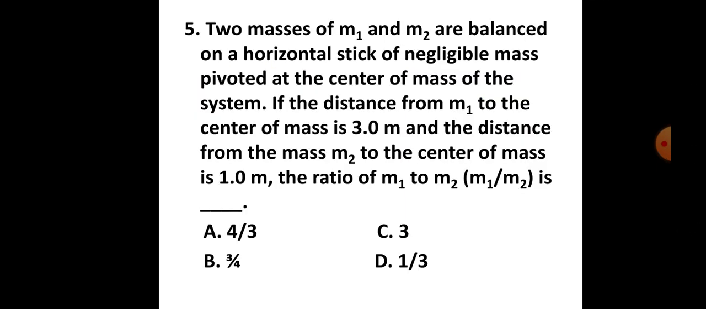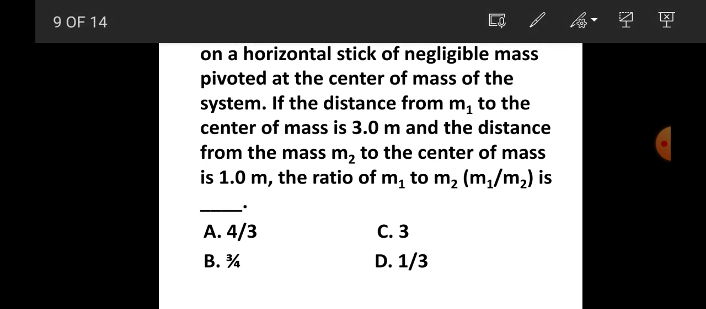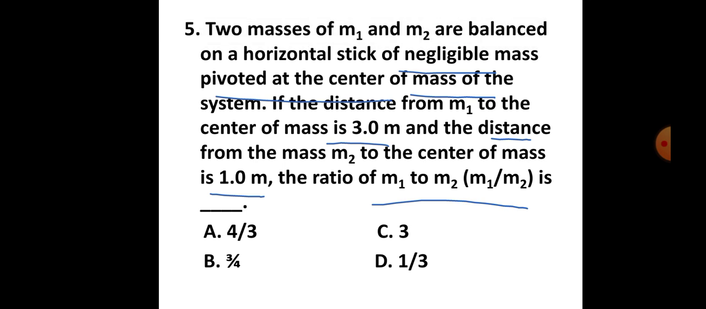Two masses m1 and m2 are balanced on a horizontal stick of negligible mass pivoted at the center of mass of the system. If the distance from m1 to the center of mass is 3 meters and the distance from m2 to the center of mass is 1 meter, what is the ratio of the two masses?